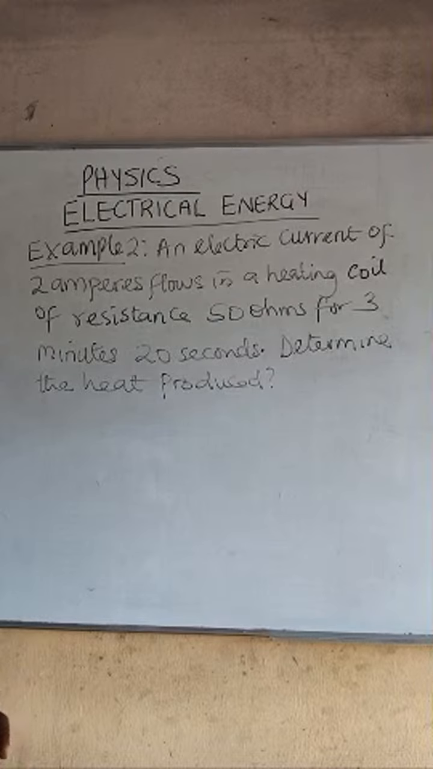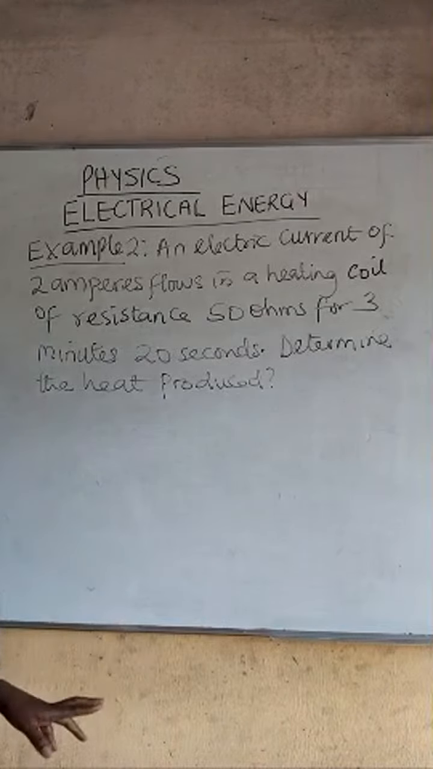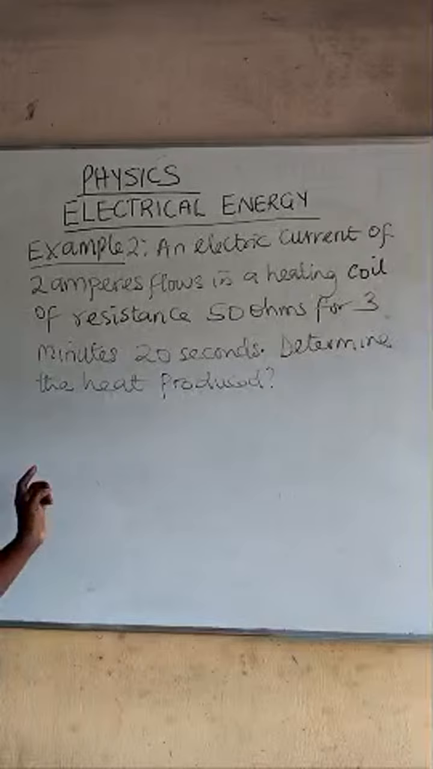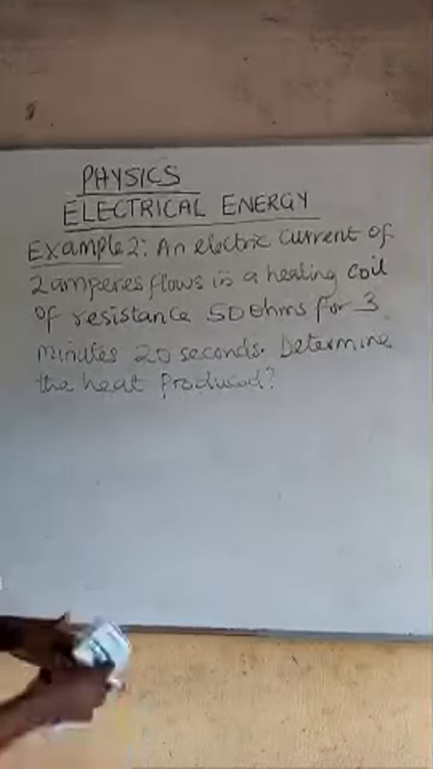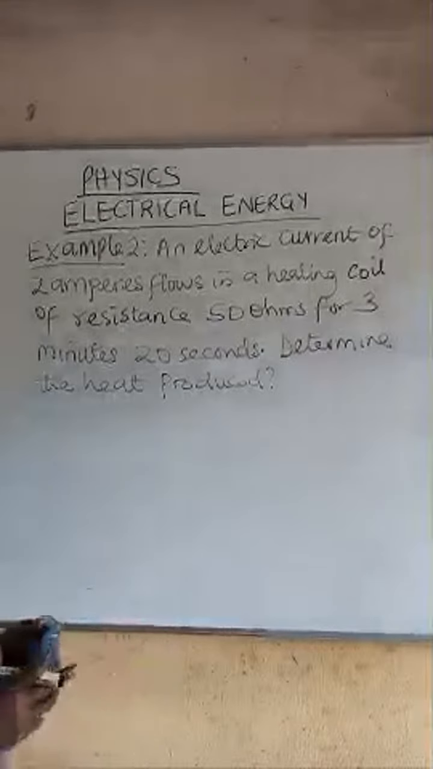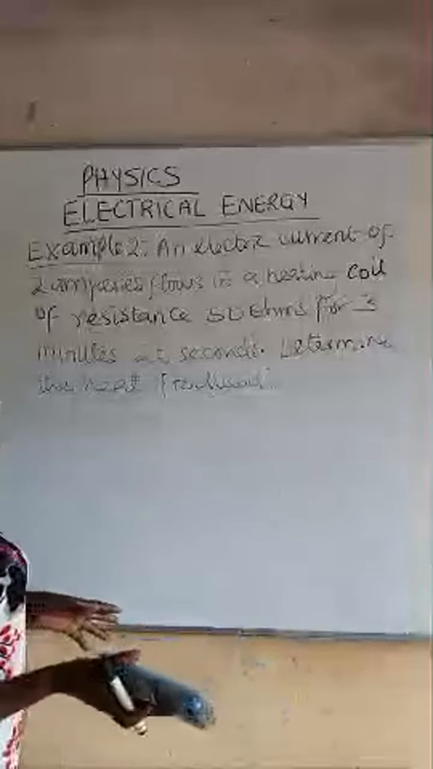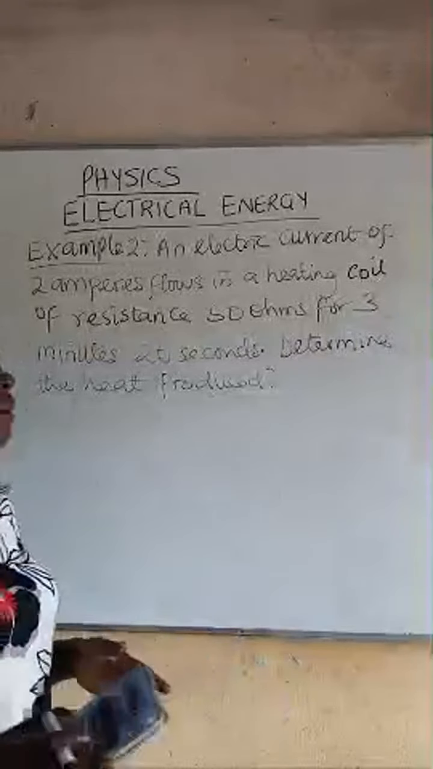All right, let's look at example 2. A current of 2 amperes flows in a heating coil of resistance 50 ohms for 3 minutes 20 seconds. Determine the heat produced. Now, this particular question has different parameters from the previous one. So the first step you're going to take is to state our parameters.